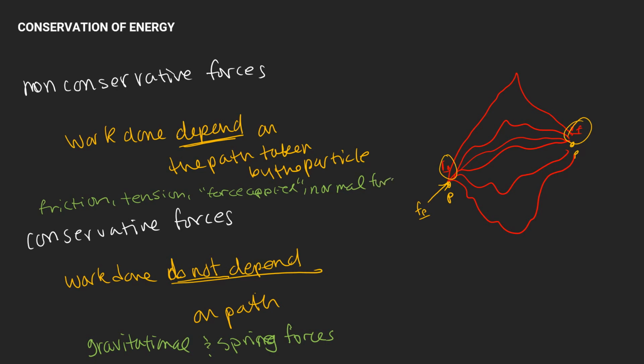Normal forces, etc. Now, when you have a force that is conservative, you can write that force as a gradient, and we use this del sign to indicate gradient. Actually, it's a negative gradient of a potential.